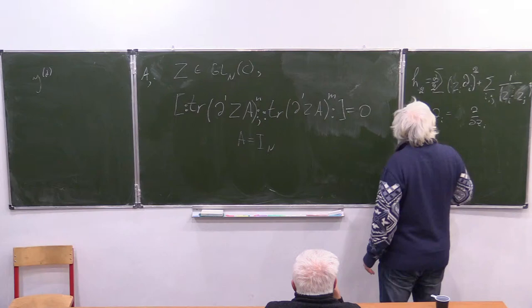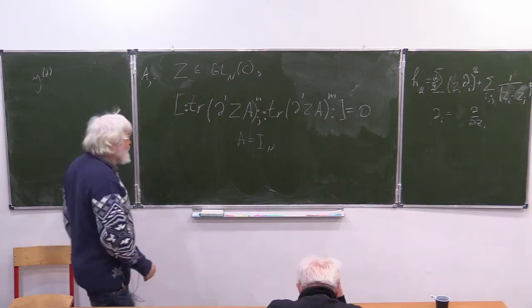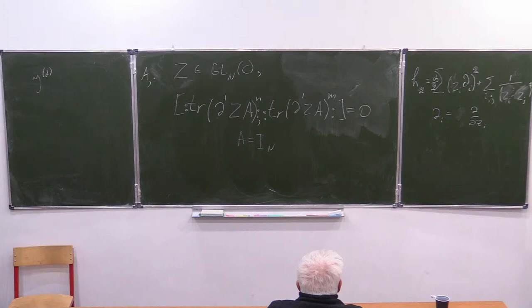For this, these are coordinates of particles. And these coordinates of particles are eigenvalues of this Z, in case A is the identity matrix. In this case, if it is the identity matrix, then it is a well-known relation. It is not related to the center of enveloping algebra, just because these operators form an enveloping algebra.